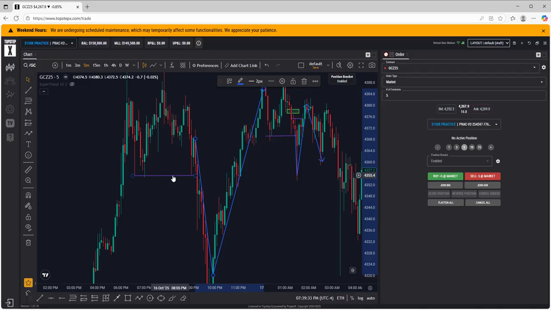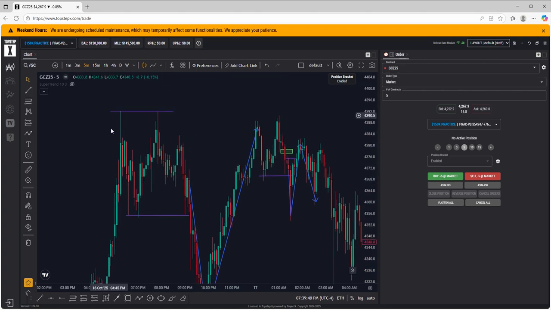You can identify entries or targets using this as an additional confirmation, right? Liquidity likes to get swept, right? And liquidity just comes in the forms of these equal lows or equal highs, right? Now, with liquidity, it does not have to be the wicks. It can be the bodies of the candles as well. It just has to be relatively equal lows or highs.